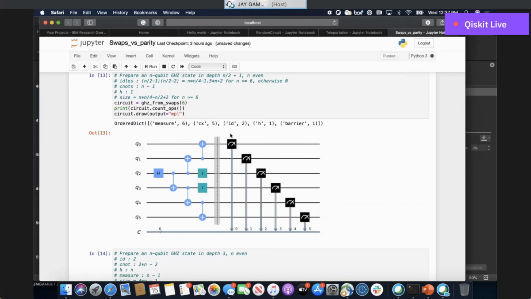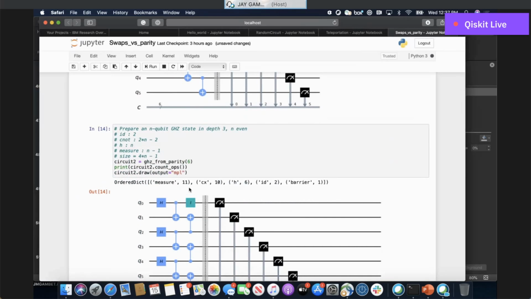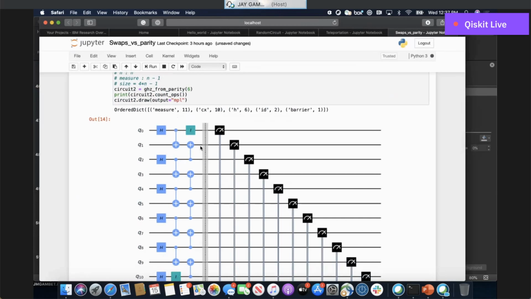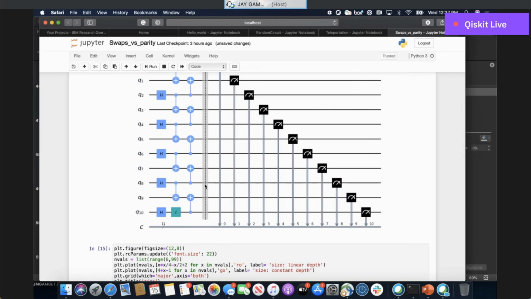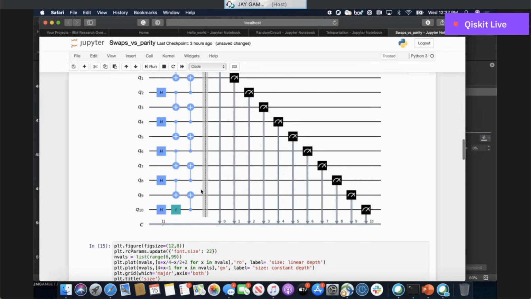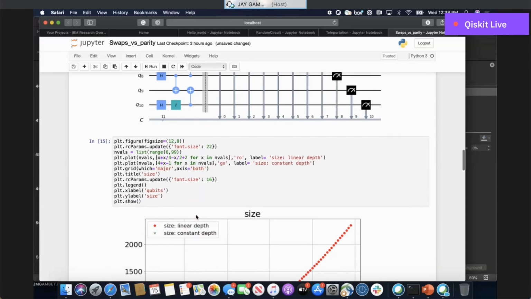And so here's the example of the first circuit showing the swaps. Here's the example of the second circuit, and here you see the parity that I didn't talk about, where I imagine that I create this one and this one in a superposition, and now this one is measuring the parity between 0 and 2. This one is measuring the parity between 2 and 4. But you see this circuit is not growing with the number of qubits. It has constant depth.